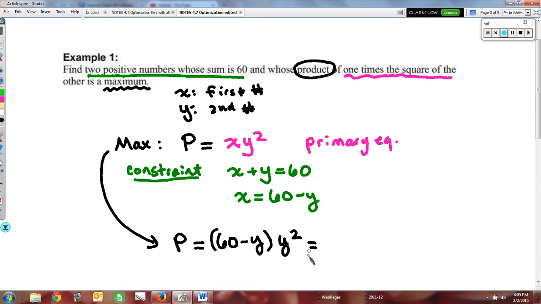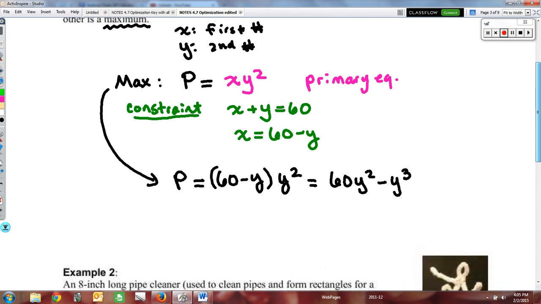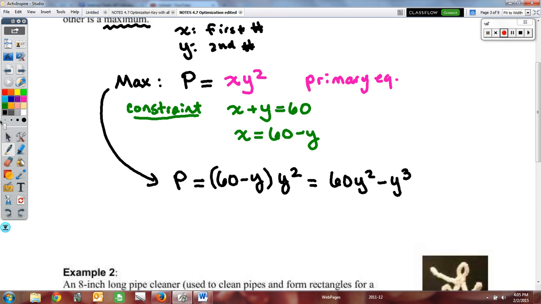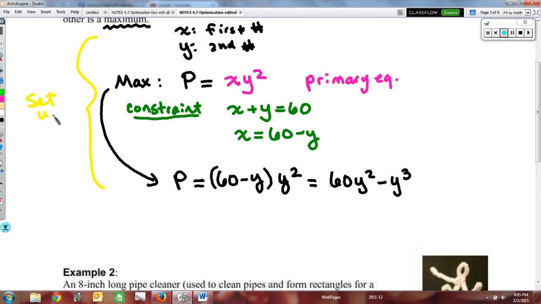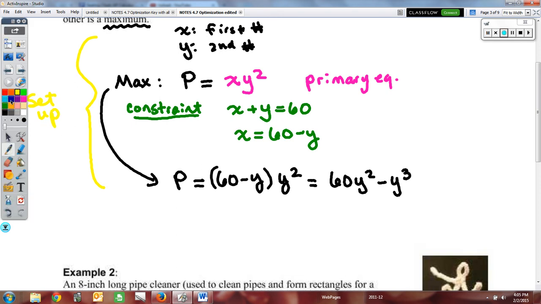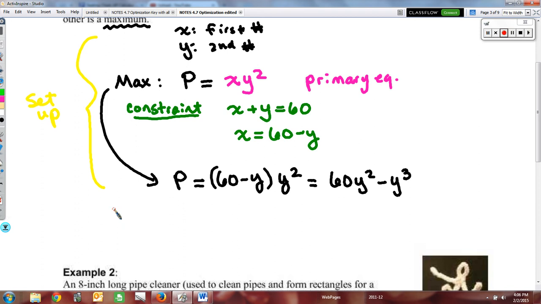And then, if I can, go ahead and simplify this to a nicer form that's easy to take the derivative. Since this, you could use product rule, but why don't we just distribute and just use power rule? So we have 60y squared minus y cubed, something easy to take the derivative of. Now we are ready to do the calculus. All of this from here to here was simply setup. All I was doing was trying to figure out what I was going to take the derivative of. So now we're ready to actually work the problem and do the calculus.